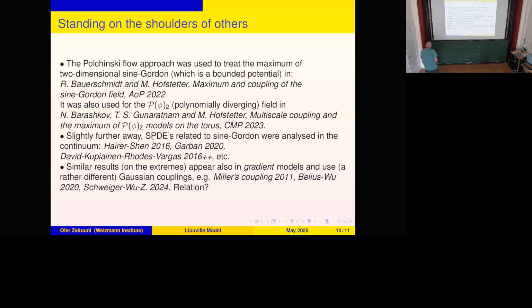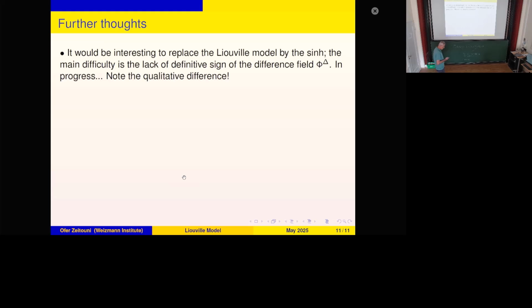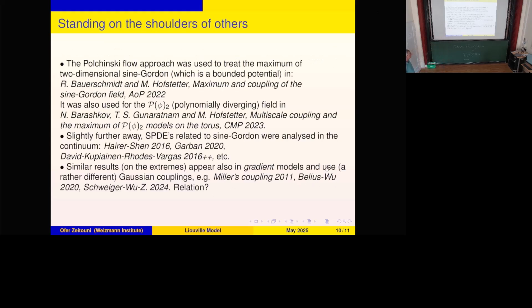Now, I should say something that is puzzling me. It's a little bit of philosophical rambling. There are similar results on extremes that come from gradient models. I believe we may hear about it later today, but in any case, there are many works that deal with gradient models, both discrete and continuous, where you get results on extremes. In particular, in the context of Ginzburg-Landau, this goes back to Jason Miller's coupling, which coupled the Ginzburg-Landau field in a smart way to a GFF. And then this basic idea of coupling was pushed to a law of large numbers by Belius and Wu, and to tightness results by Schweiger, Wu, and myself.